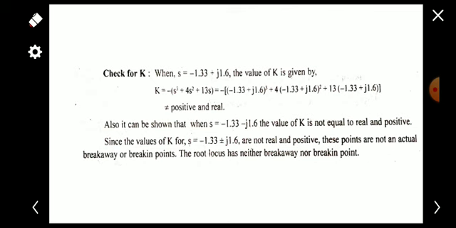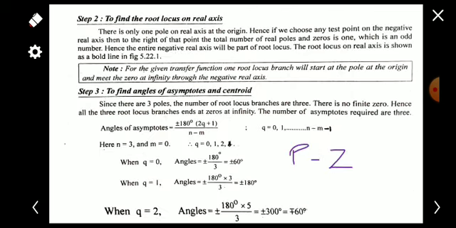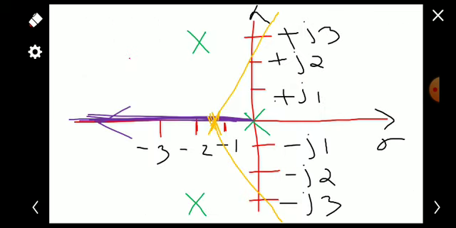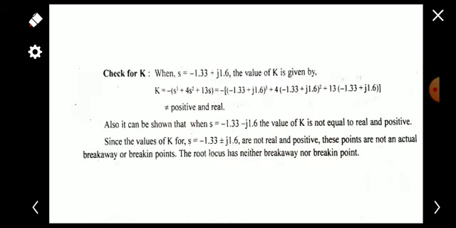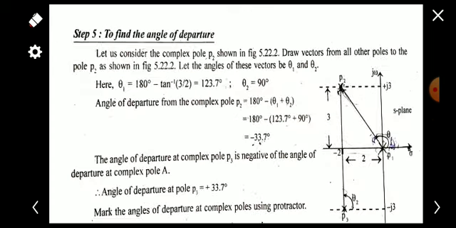By observing this figure itself, we get a clear idea about the root locus. There is no breakaway point here, but we have to check for that using this kind of equations, that is, whether it contains any breakaway point or not. After that, the next step, step 5, is to find the angle of departure.